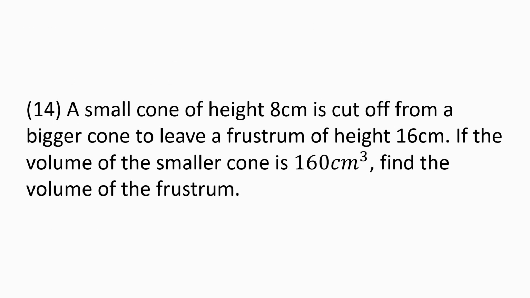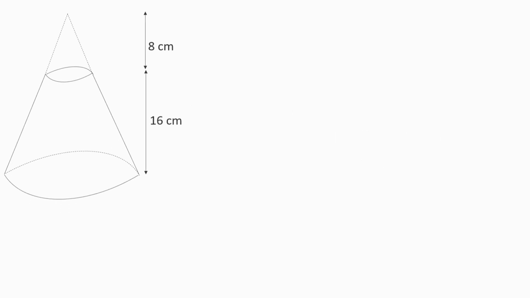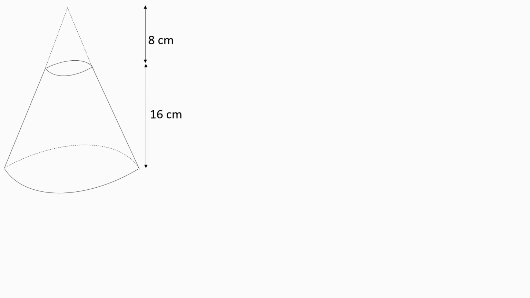Question 14. A small cone of height 8 centimeters is cut off from a bigger cone to leave a frustum of height 16 centimeters. If the volume of the smaller cone is 160 cubic centimeters, find the volume of the frustum. So we have a small cone of height 8 centimeters and a frustum of height 16 centimeters, and the volume of the smaller cone is 160 cubic centimeters. So a graphical representation of the frustum is that the height of the small cone is 8 centimeters and the height of the frustum is 16 centimeters.